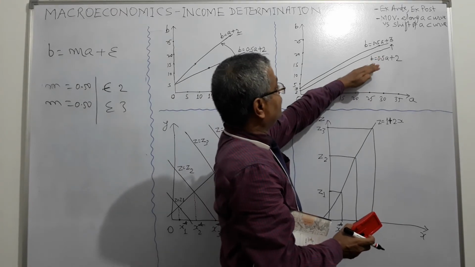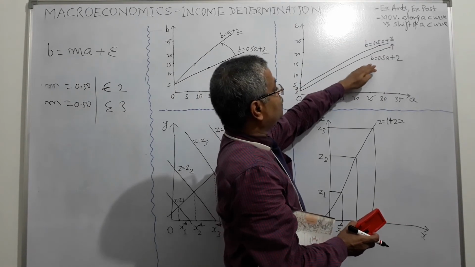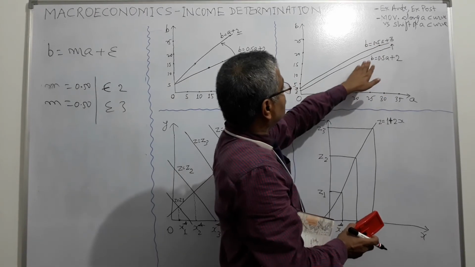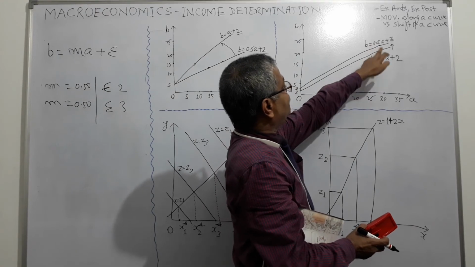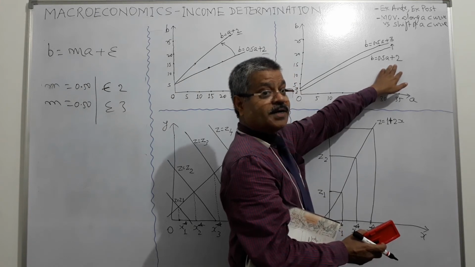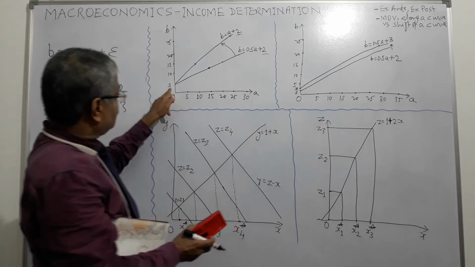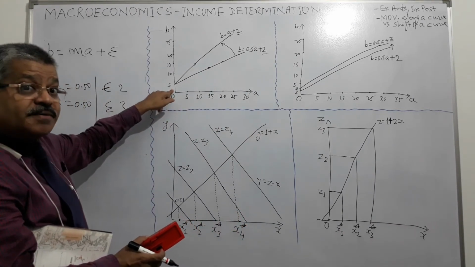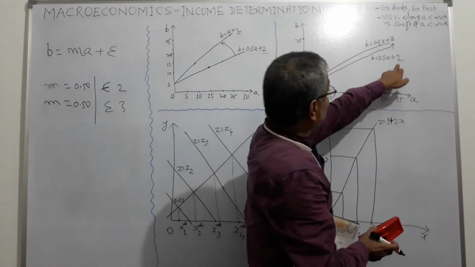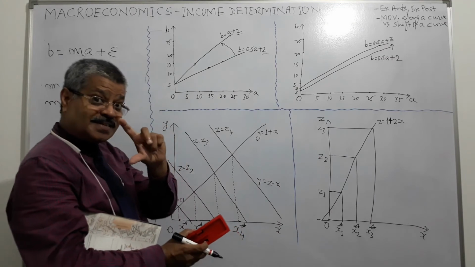Slope of this straight line. Here also it is 0.5. B is equal to MA plus E. M is 0.5. A remains as it is, and E. What is E? Vertical intercept. It increases from 2 to 3. Then what happens? Here vertical intercept was constant at 5. It has not changed. Here vertical intercept 2, 3. Vertical intercept has increased.